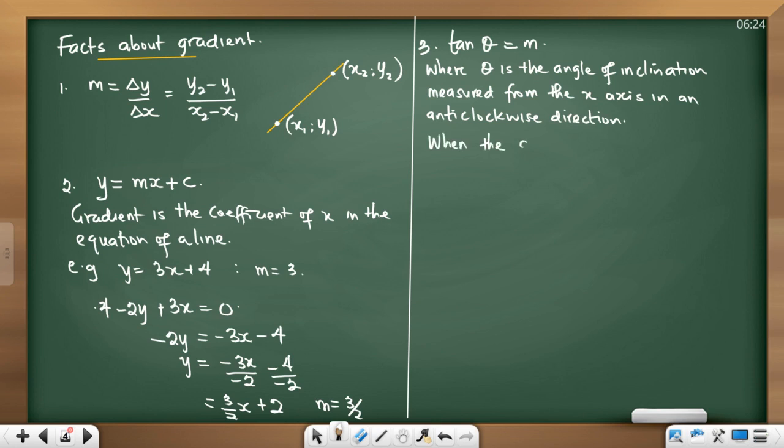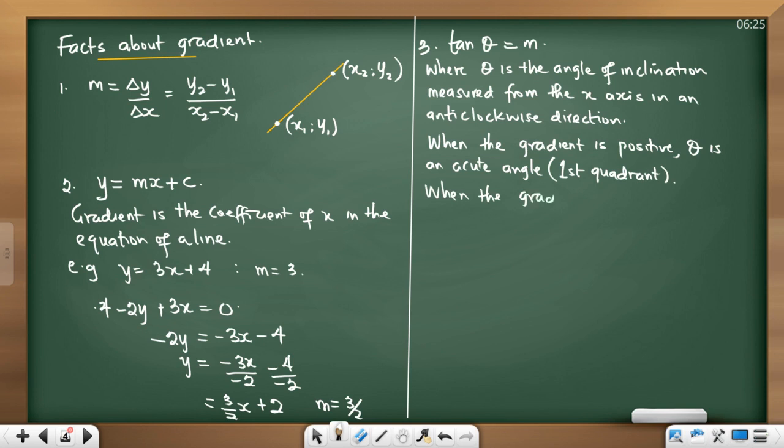2 points quickly. When the gradient is positive, theta is an acute angle, which means it lies in our first quadrant. Trigonometry is back. When the gradient is negative, I'll be doing quick examples here now, theta is an obtuse angle.